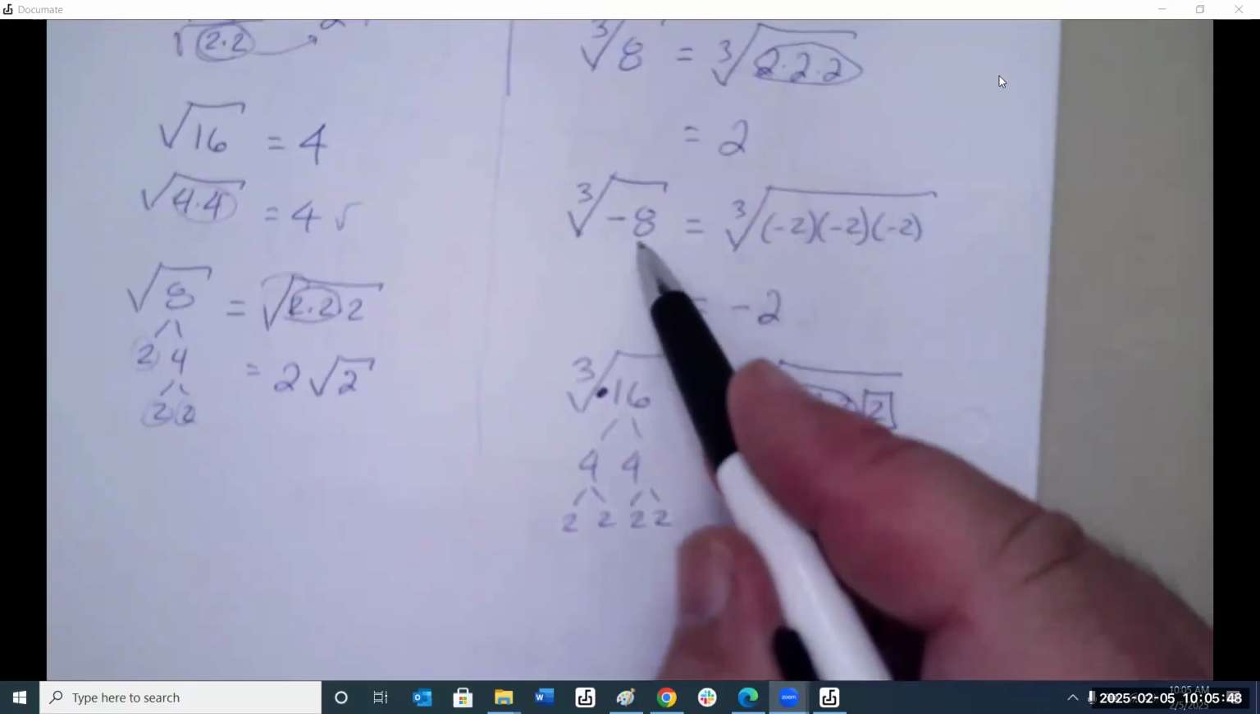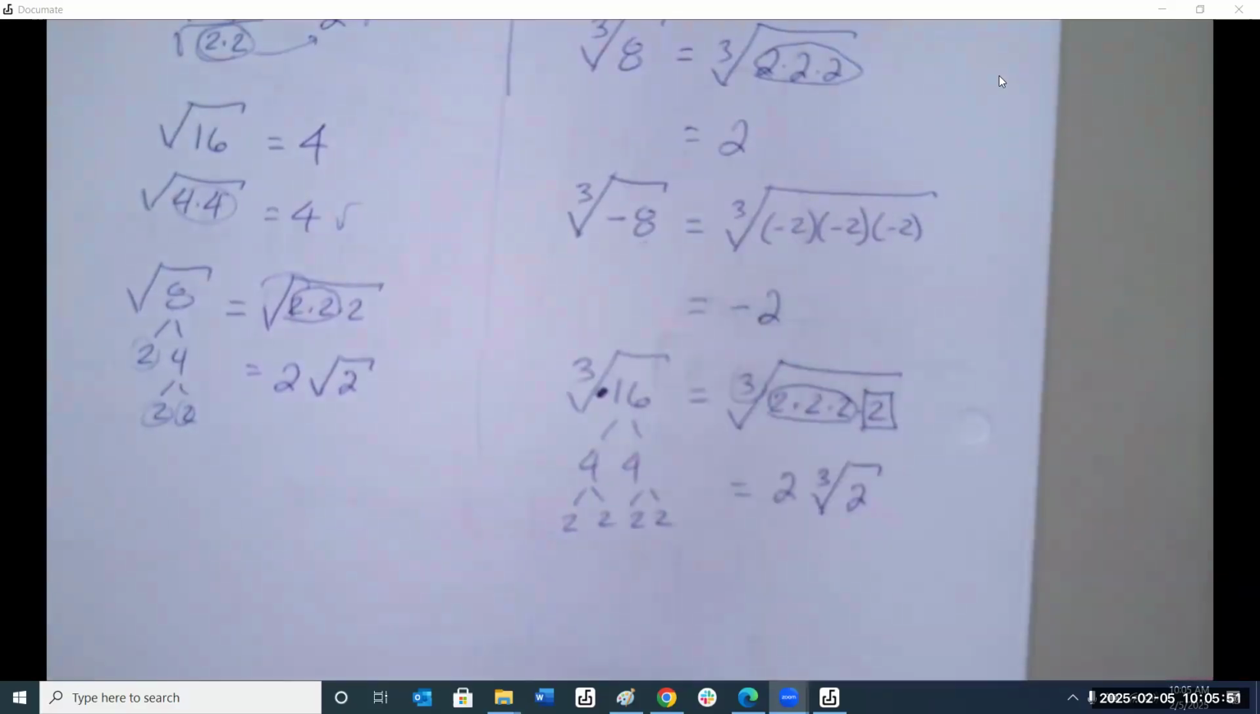So in other words, what you have to do first is take this number, prime factorize it, break it down to its smallest numbers. You can't go any further, and then count how many you have.